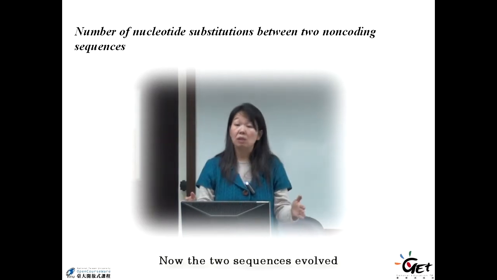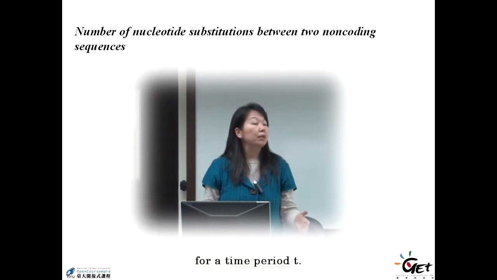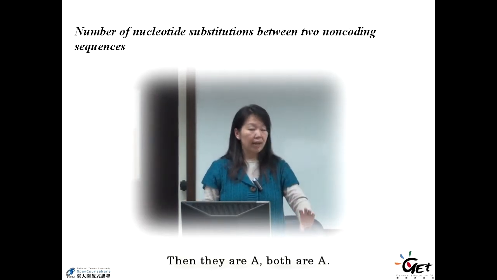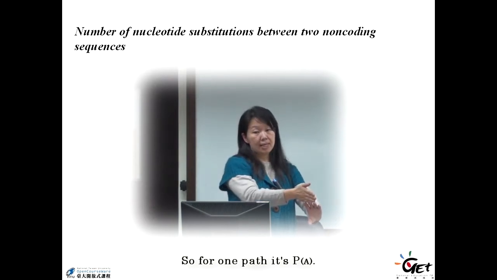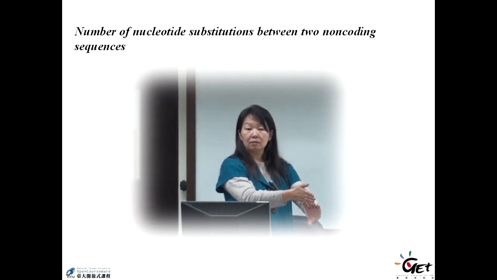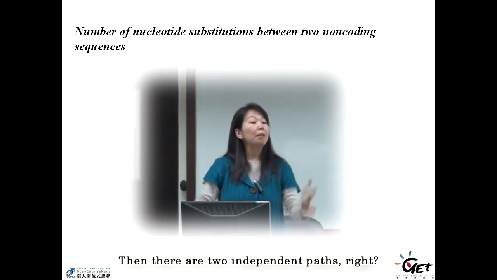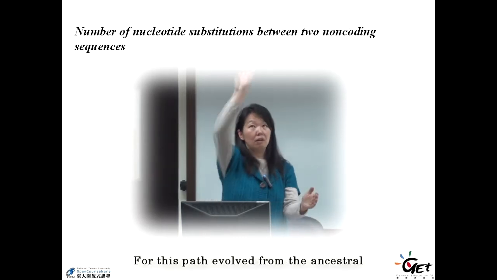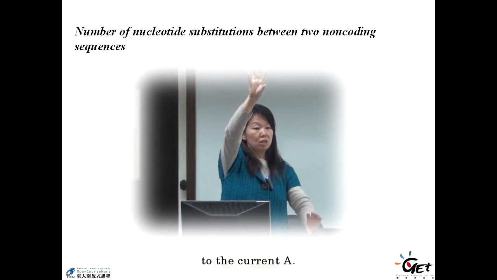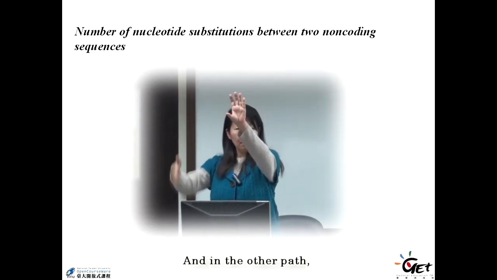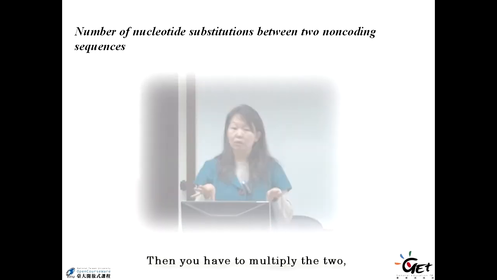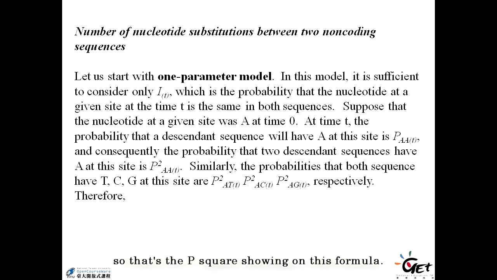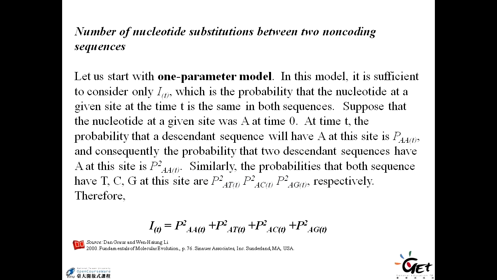Now the two sequences evolve for a time period T, and then both are A. So what is the probability for that? For one path it is PA, that's what we calculate. Then there are two independent paths, right? For this path, evolving from the ancestral to the current A, and in the other path, from the ancestral to the other A. Then you have to multiply the two. So that's the P squared shown in this formula.